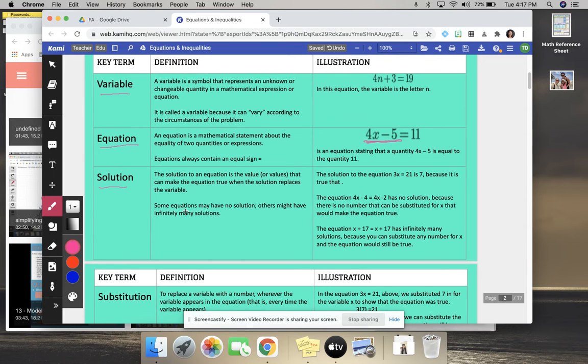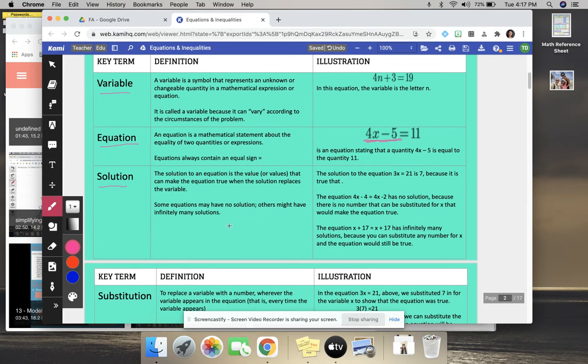A solution to an equation is the value or values that can make the equation true when the solution replaces the variable. Some equations may have no solution, others might have infinitely many solutions. So the solution to the equation 3x equals 21 is 7 because that is true. 7 times 3 is 21.